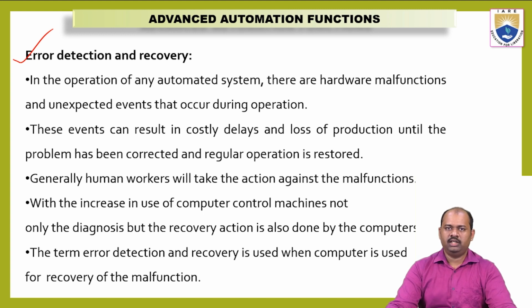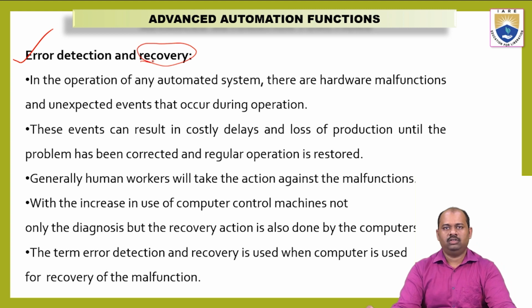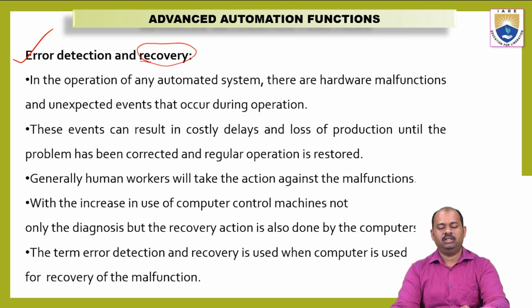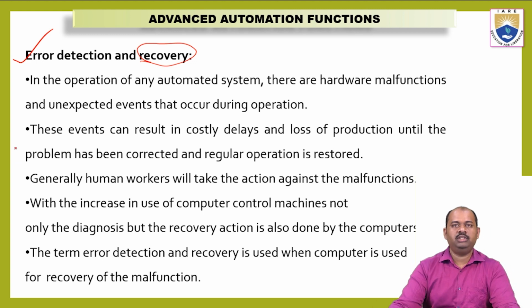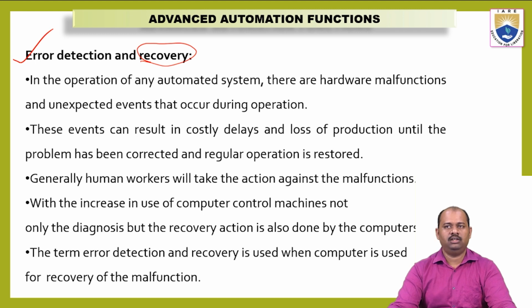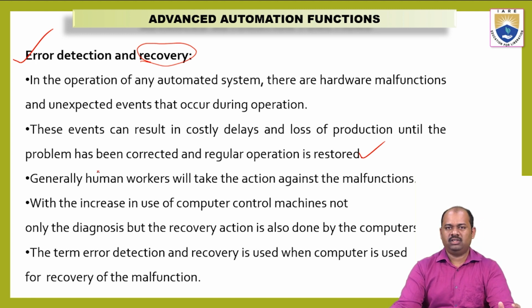Okay, not only detection of the errors, they should be recovered also. So the advanced manufacturing systems are developed in such a way that they are not only detecting the errors there, but they also recover the errors from the systems. These events can result in costly delays and loss of production until the problem has been corrected and regular operation is restored. Whenever there is a damage or malfunctioning of the system, the system does not work on time, and they will stop the system working fine.